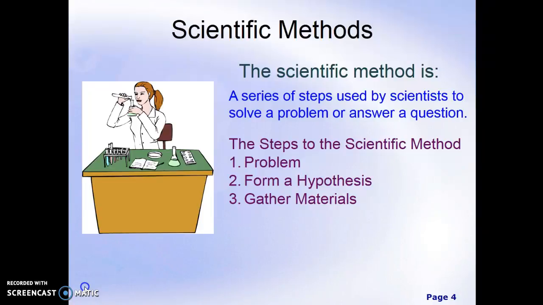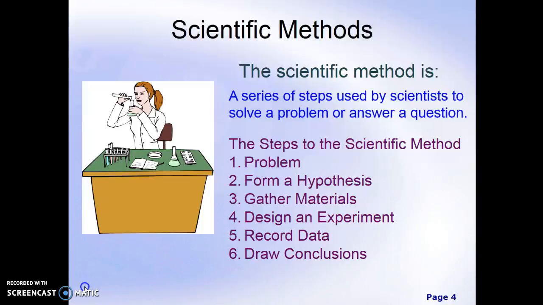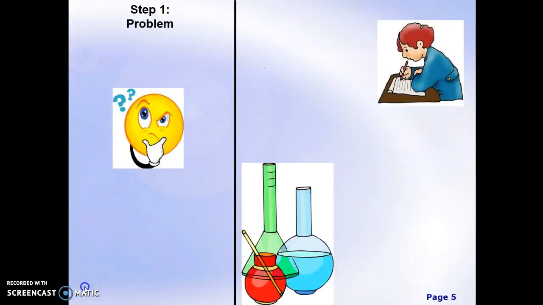Then we're going to gather our materials so that we can design an experiment. So you're going to design and perform the experiment. And from that experiment, you're going to record some data. And from recording that data, we're able to look at what we gathered and those patterns and draw conclusions. So what happened from that? Does it support my hypothesis? And we'll look a little closer at that in just a second.